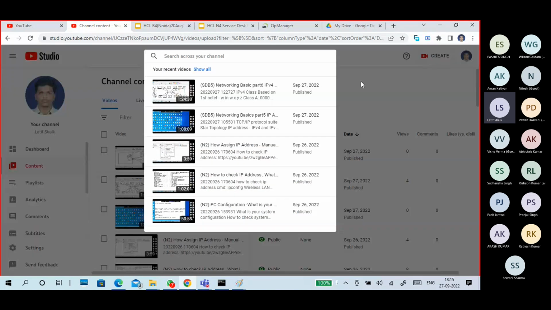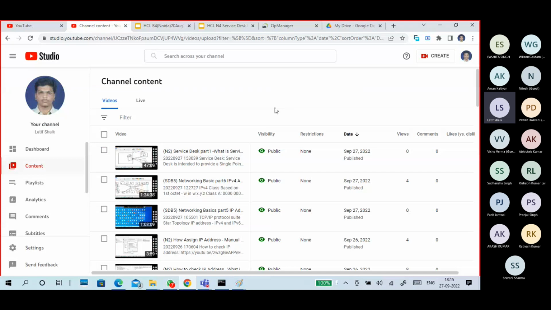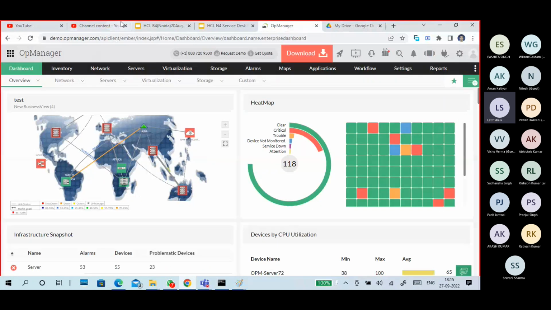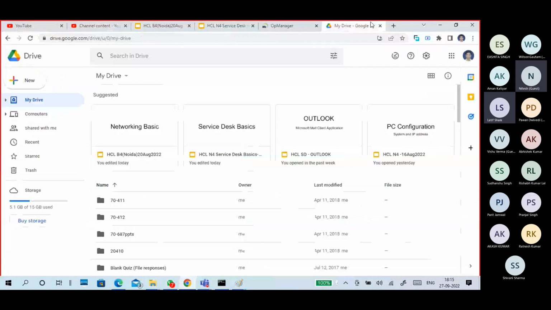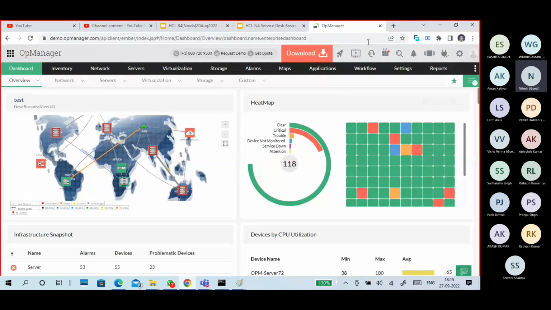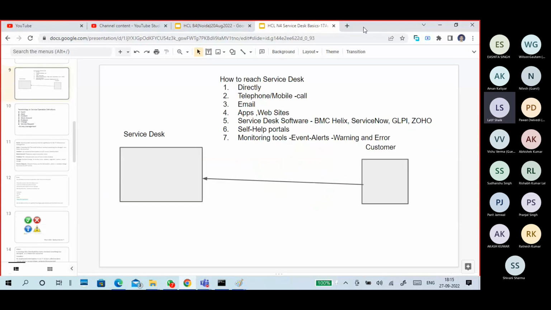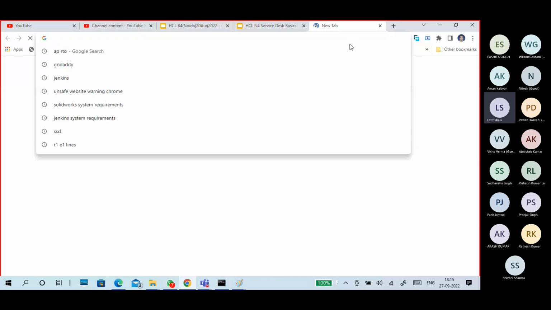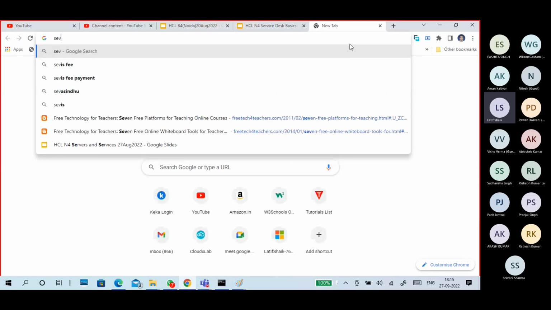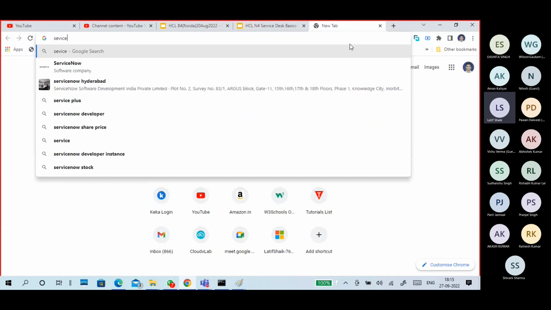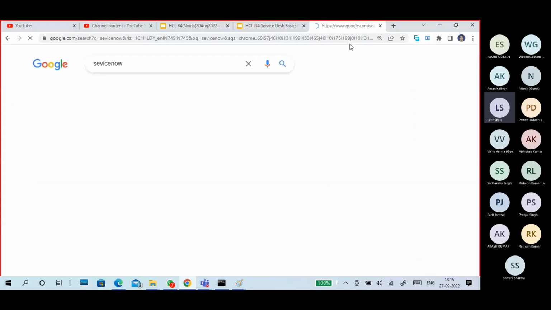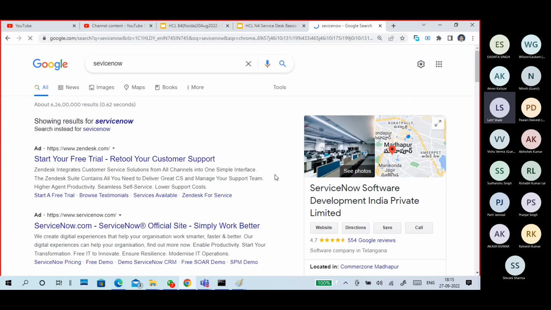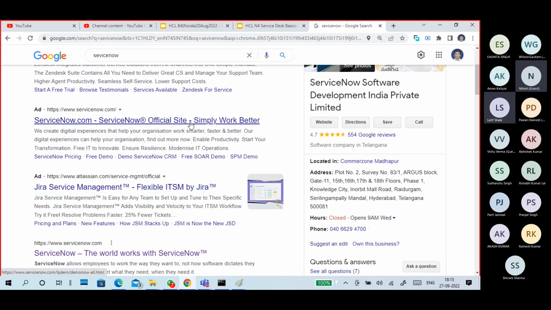Okay, but currently not. This is OpManager I shared. Sir, can we try it on ServiceNow also? Yes, if you have access to ServiceNow you can try it, because for ServiceNow you don't get any demo versions. You will get a video demo only. I have access to an instance of ServiceNow.